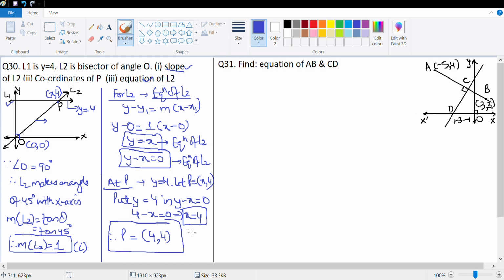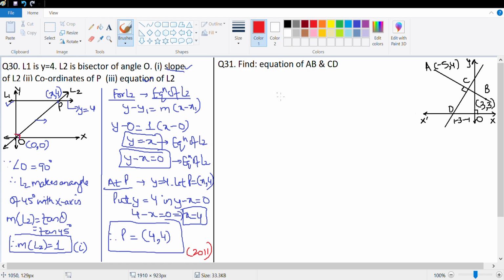Perfect. This is a question which was asked in the boards in 2011. So this is a 2011 question. Interesting one. You needed to know that this is 90 degree. That's how we calculated the slope. Perfect. Let's look at question 31.